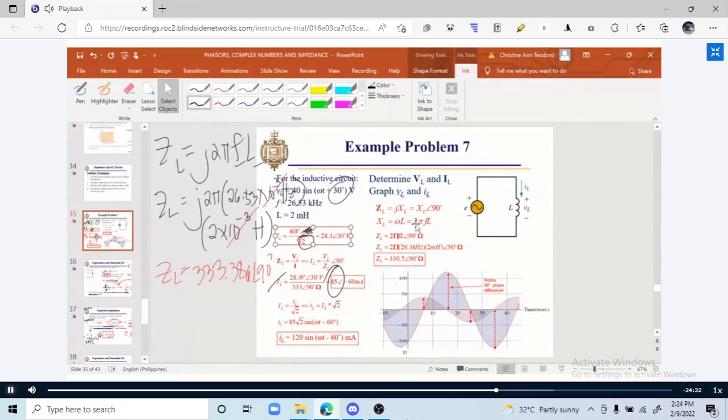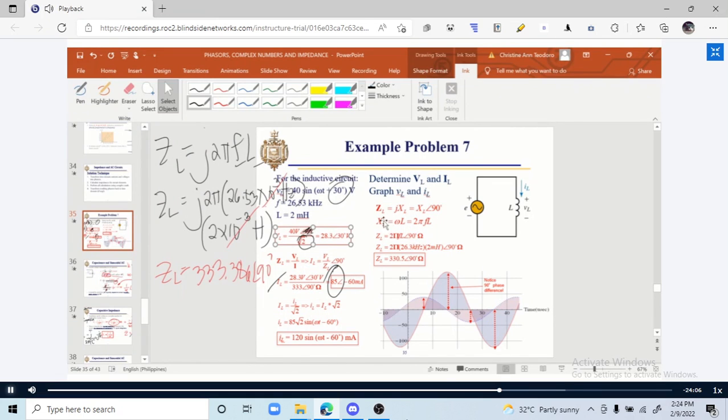Now, how do we get IL? Since this is our circuit, we get our IL by what? By using Ohm's law. By using Ohm's law, we can say that IL is equal to VL over ZL. We have the VL, but we don't have the ZL. How can we get the ZL?